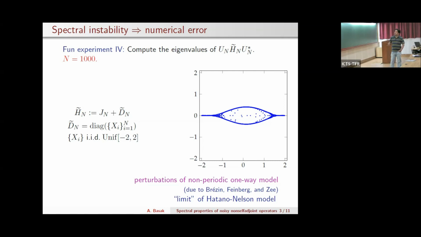And this also has a name. This is called the non-periodic one-way model, maybe some of you know. This is due to Brezin, Feinberg, and Zee. And what you see here is sometimes called the Hatano-Nelson bubble. In some way this is the limit of the Hatano-Nelson model, but I'll not go into that.